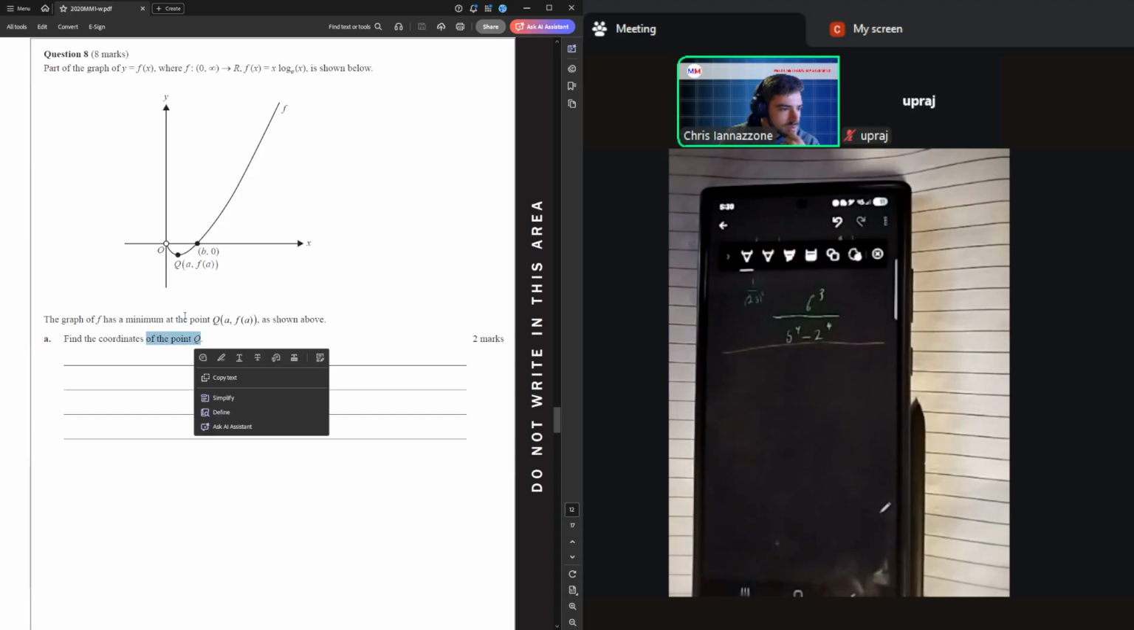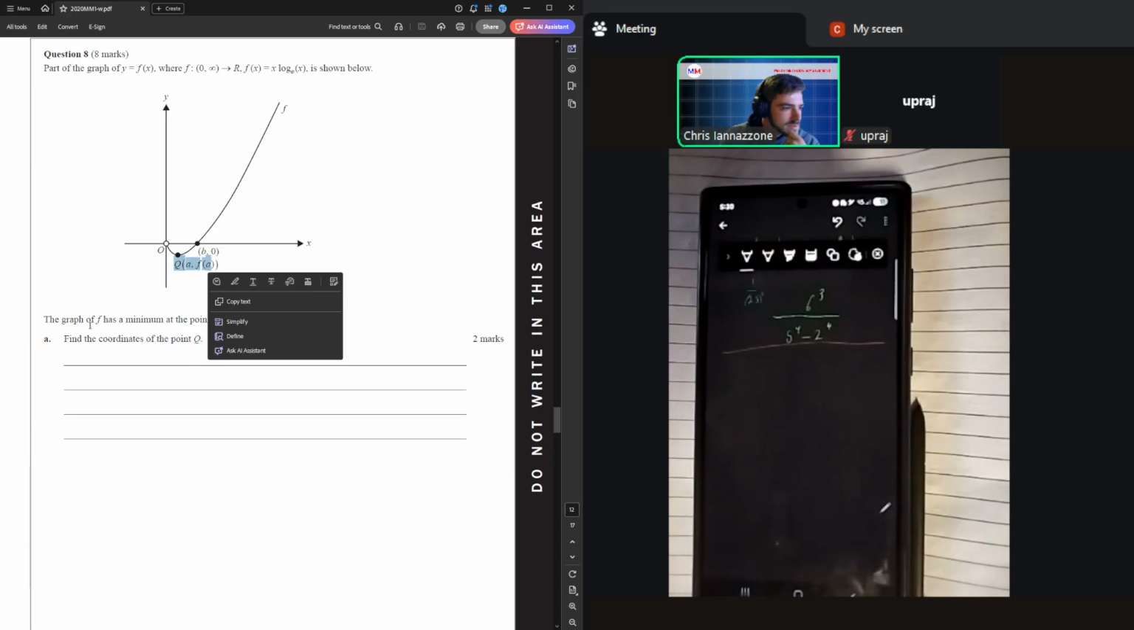Find the coordinates of Q, where Q is the minimum of this graph. Tech-free, by the way.